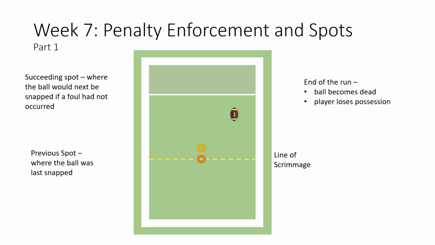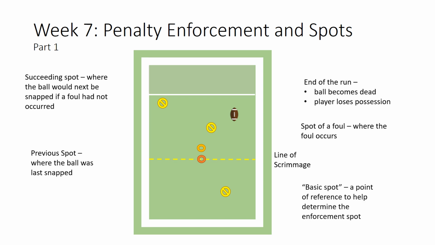The end of the run is when a run happens and the ball becomes dead or a player loses possession. A run can happen after a catch, or there could be no pass throughout the down, and the whole down could simply be one long run. When it ends, that's the end of that run. The spot of the foul is where a foul occurs. This could be behind the line of scrimmage, in front of the line of scrimmage, but behind the end of the run, or it could be in front of the end of the run.